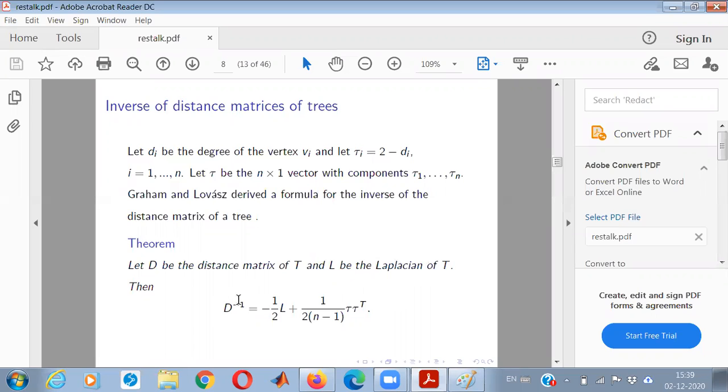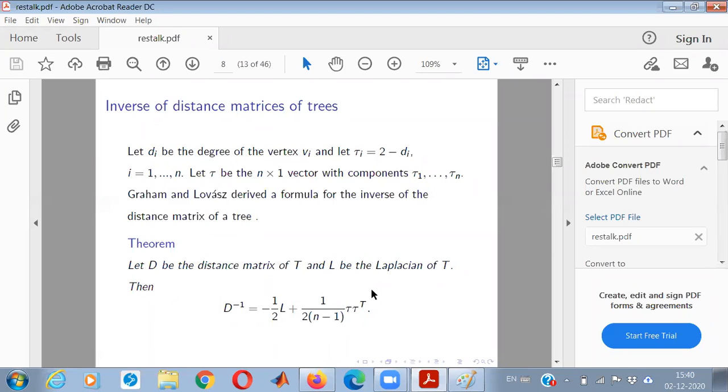Then the inverse of the distance matrix is minus half times the Laplacian plus a rank 1 matrix. And what is this rank 1 matrix? It depends on a vector tau, and this tau vector is defined here. It is nothing but 2 minus the degree. So that is the tau vector. It's a very simple vector. And again, the interesting thing here is it is minus half times the Laplacian up to a factor of rank 1.